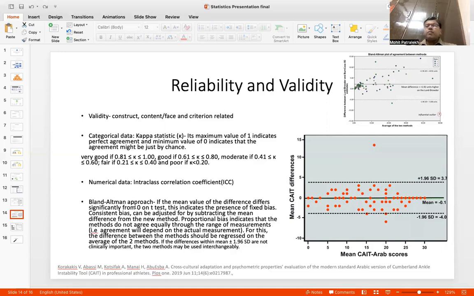In the Bland-Altman approach, we plot the difference between each pair of observations on the vertical axis and their mean on the horizontal axis. The upper and lower limits are obtained by adding and subtracting 1.96 times the standard deviation to the mean.